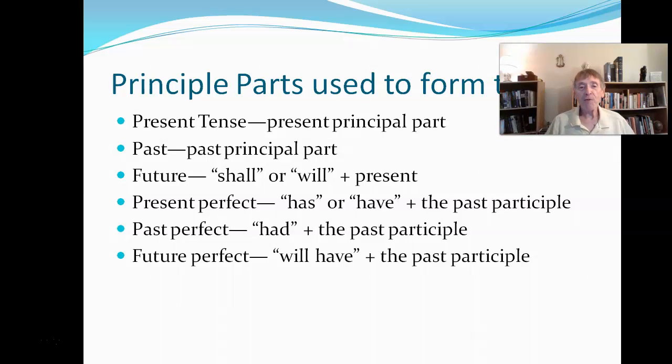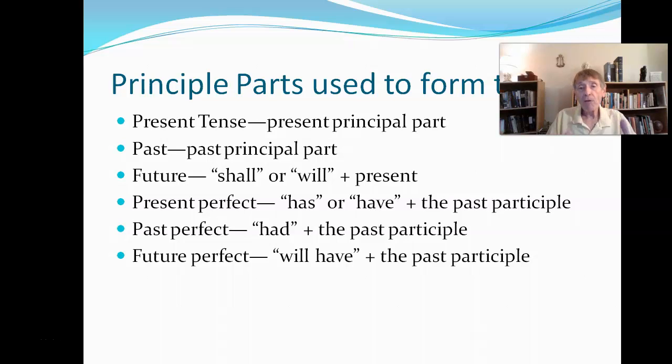So the past perfect is had plus the past participle. The future perfect is will have plus the past participle. Will have plus the past participle. I will have achieved my goal next year. Achieved is the past participle. I will have ridden my bike for 2 hours.